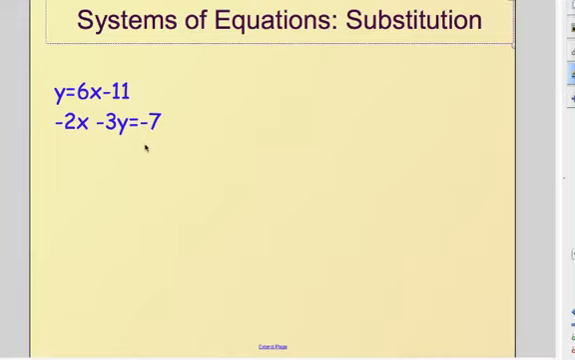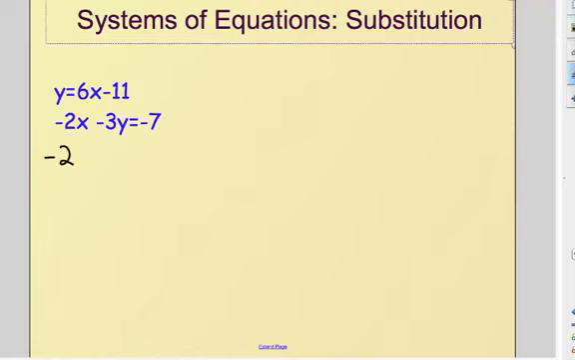So, what do you do? Well, this equation up here says that y equals 6x minus 11. If that's true, and it is true, let me tell you that, I can substitute in 6x minus 11 for my y right here. You're like, what? How's that going to work? Well, let me show you.